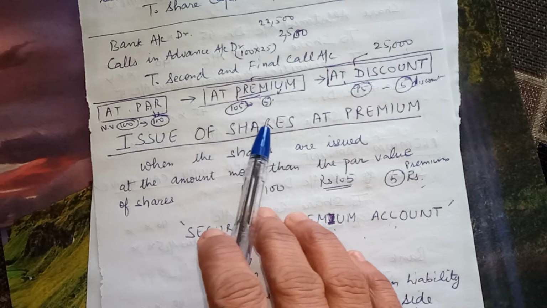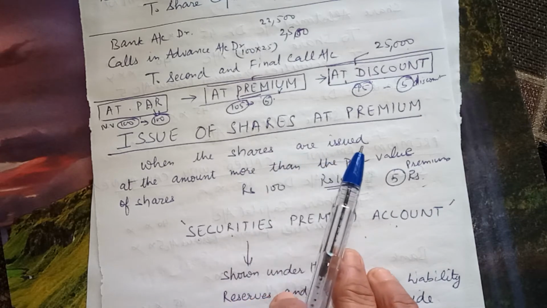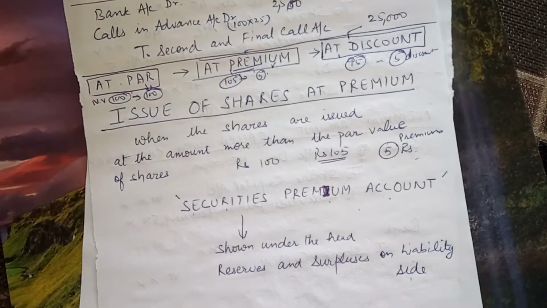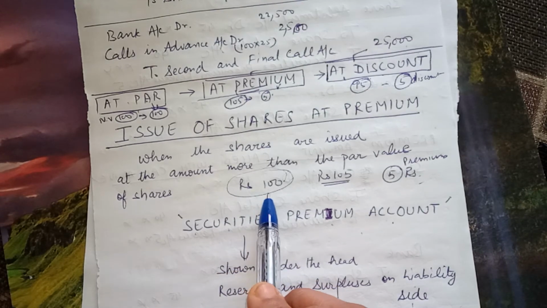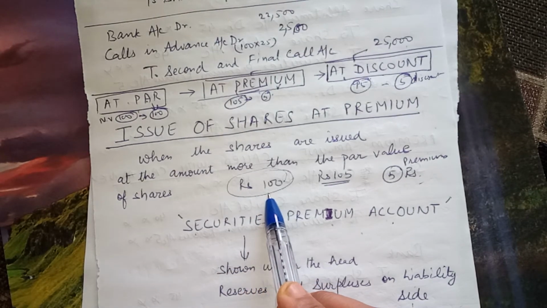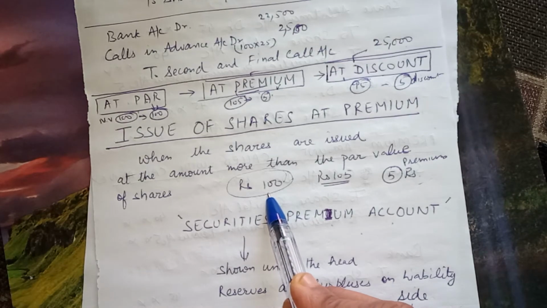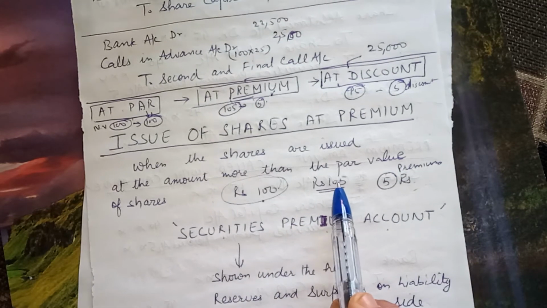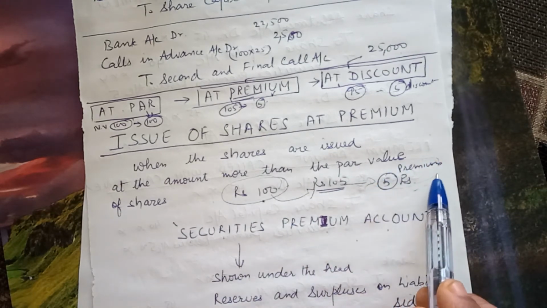First one is issue of shares at premium. So what happens when we issue the shares at premium? When the shares are issued at an amount more than the par value of the shares. Like in the example, the share has a nominal value of rupees 100, but as the company has a good name, they know that whenever they issue the shares, they can raise good money out of that. So they can issue the shares at a value above the nominal value. If they issue the share at rupees 105, the extra 5 rupees will be premium.